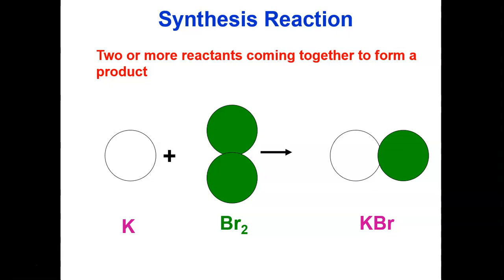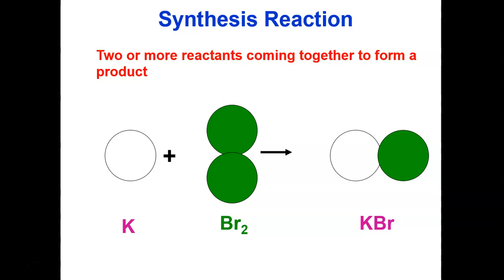But what's interesting here is that we have potassium combining with bromine, Br2, and yet the product is KBr rather than KBr2. So let's talk about the reason for that. When we write the product of a synthesis reaction, we have to consider the ions' charges. So potassium has an ion charge of +1 because it loses one electron to have the same configuration as a noble gas. And bromine has an ion charge of -1 because it gains one electron to have a configuration like a noble gas.